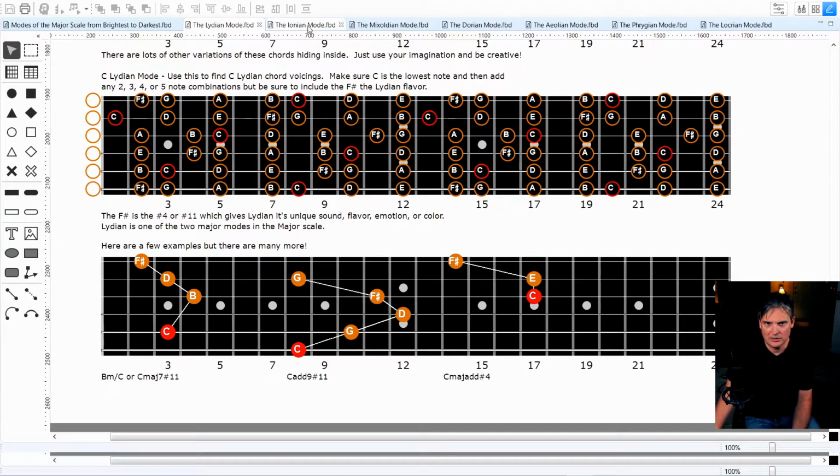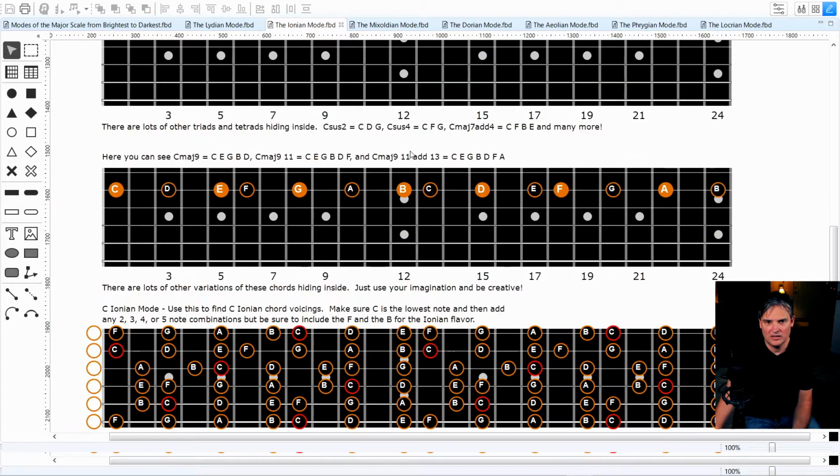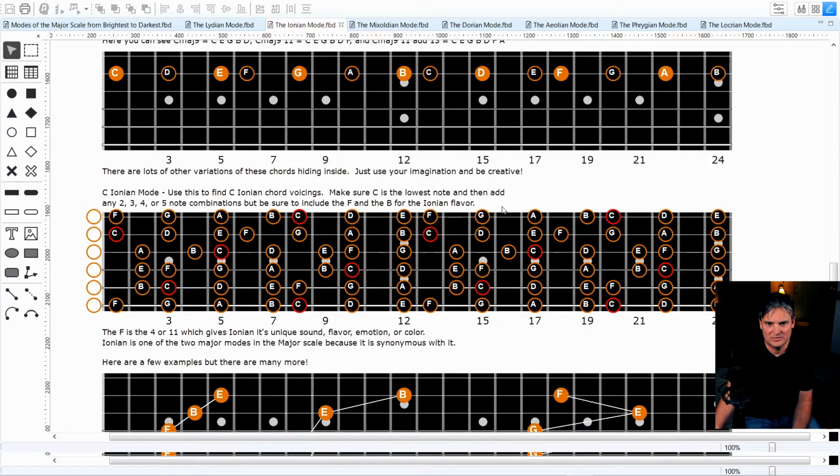Okay, now let's take a look at the Ionian mode. Let's first take a look at the triad. The triad that lives inside the Ionian mode is the major triad, because you have the root, the major third, and the perfect fifth. And the seventh would be the major seventh chord. Then down below here you see the different extensions: C major 9, C major 9 11, and then C major 9 11 add 13.